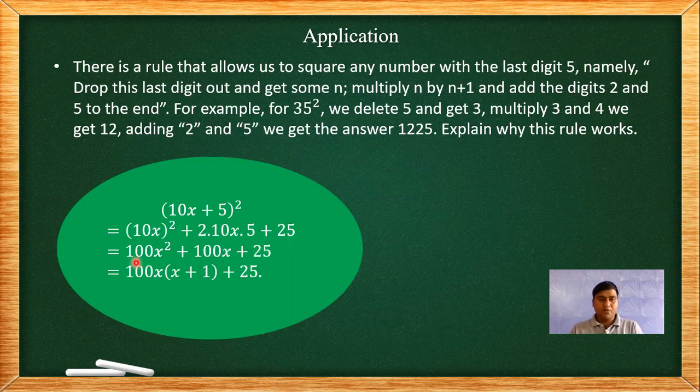So now from the first two terms, 100x is common: 100x into x plus 1, plus 25. So now this is x into x plus 1. The remaining digit is x. Now we multiply x into x plus 1. So x into x plus 1, then this is multiplied by 100, and add 25, the last 2 and 5. This is the answer. Okay. Thank you.